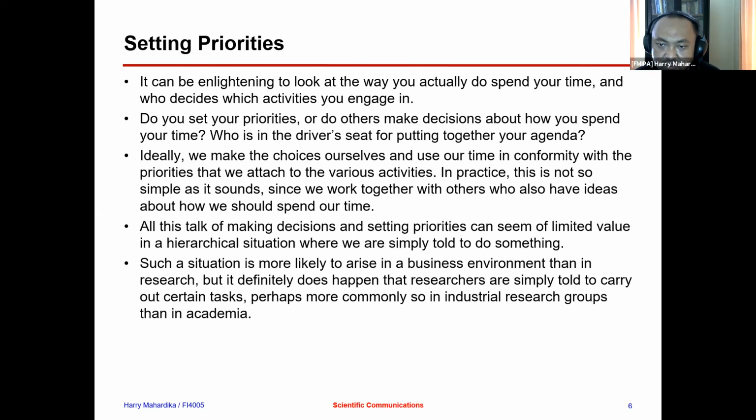All this talk of making decisions and setting priorities can seem of limited value in a hierarchical situation where we are simply told to do something. Such a situation is more likely to arise in a business environment than in research, but definitely this happens, and researchers are simply told to carry out certain tasks, perhaps more commonly so in industrial research groups than in academia.